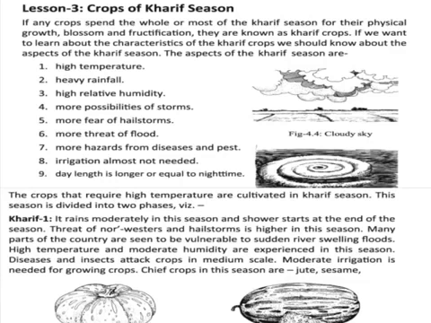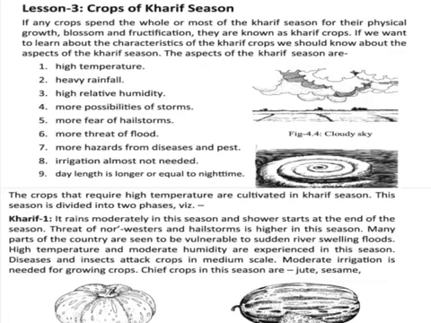One is Kharif 1. In Kharif 1 it rains moderately in the season, and showers start at the end of the season. Moderately means within a reasonable limit. That means in Kharif 1 it rains within a reasonable limit, and rain showers also start at the end of the season. There is a threat of nor'wester hailstorms.